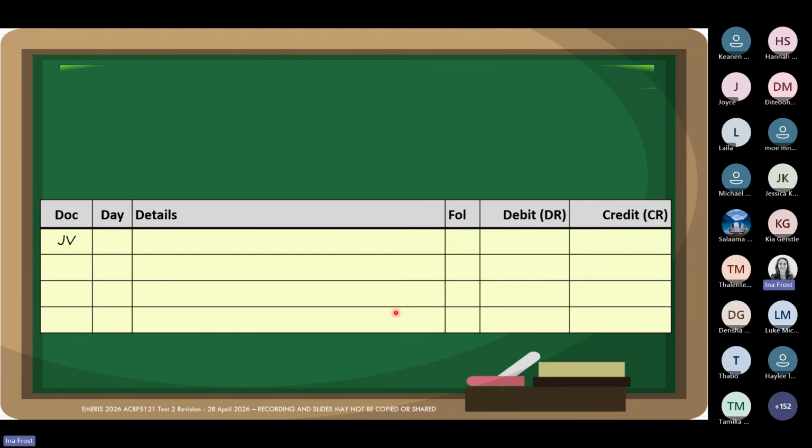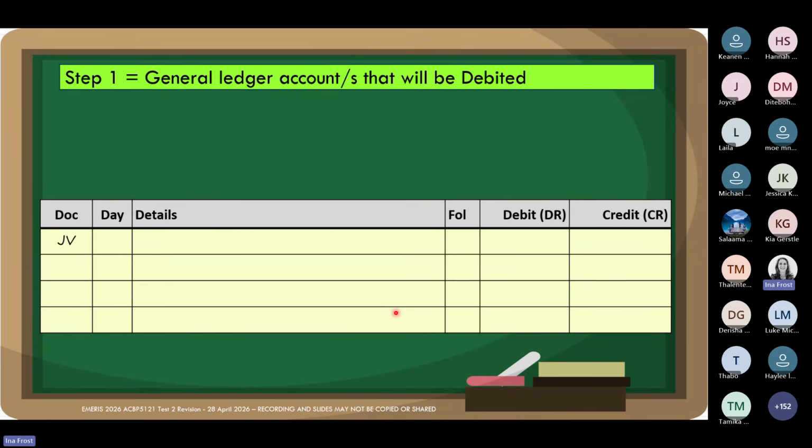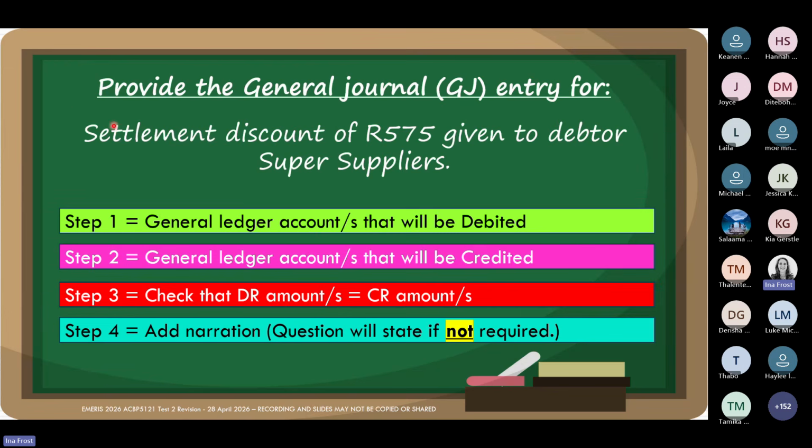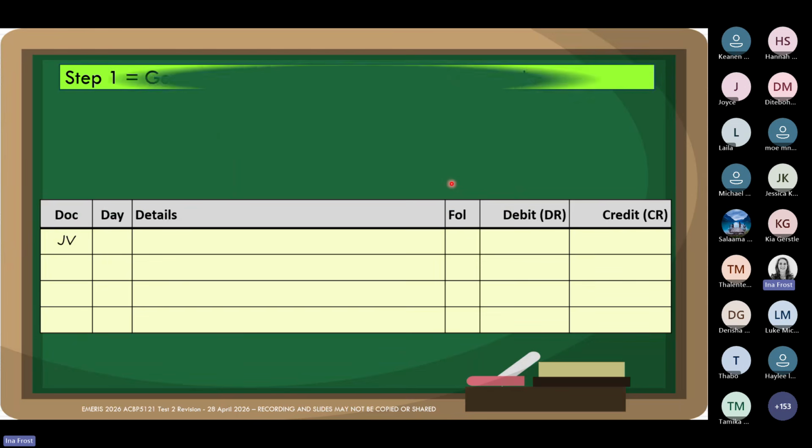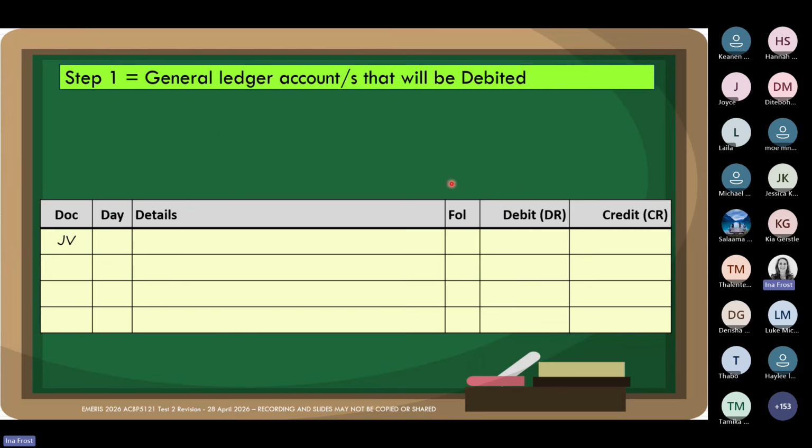So let's have a look at it. Maybe you can all just do this alongside with me. Which account or accounts will I debit? Let's just recap quickly. The transaction we're talking about is a settlement discount of 575 rands that was given to our debtor, Super Suppliers. Okay, so that's the transaction we're talking about, and we're now going to do the general journal entry. So first step, which accounts are we going to debit?